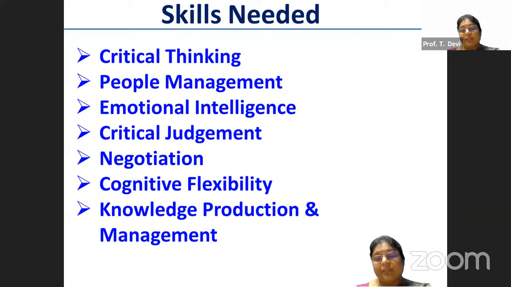Critical judgment, negotiations, which work is important, which work can be done at a later date. How do you negotiate with people to get their time and to get their efficiency? And cognitive flexibility, learning flexibility, knowledge production and management. These are the skills that are needed for the future generation. The future world is going to be VUCA. What is VUCA? It is volatile, it is uncertain, it is complex and ambiguous. VUCA, volatile, uncertain, complex world, and it is very ambiguous.